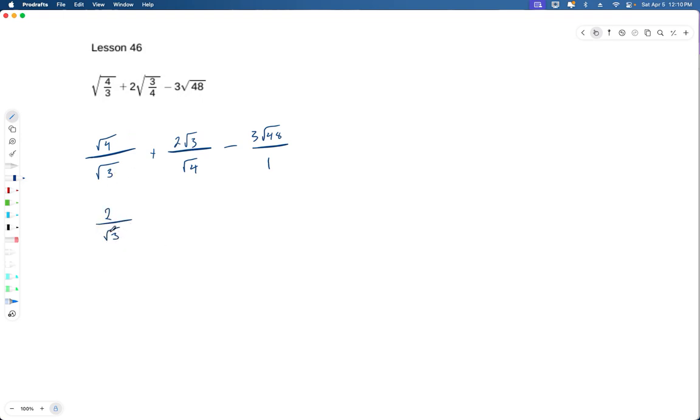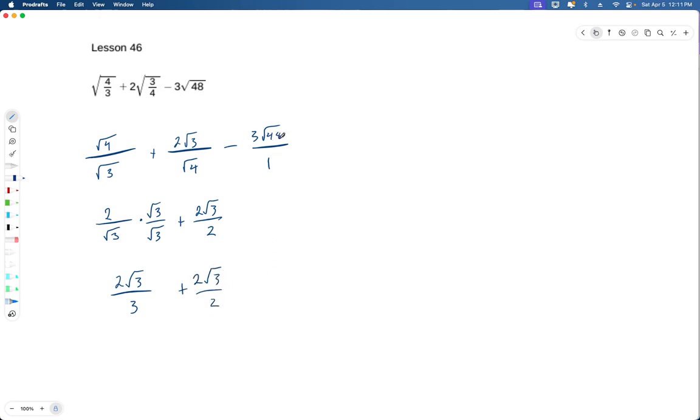We know we can't leave this as a square root of 3, so we're going to multiply times square root of 3 over square root of 3. And then that would be 2 times square root of 3 over 3, right? This can be resolved. 2 times square root of 3 over 2, which would bring that down here. 2 times square root of 3 over 2.